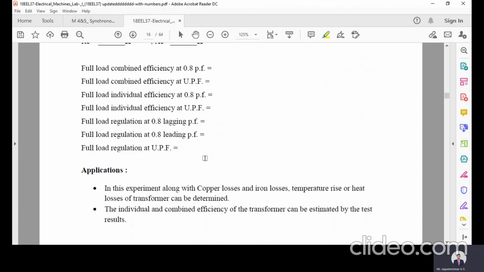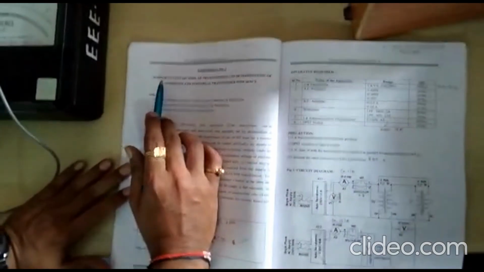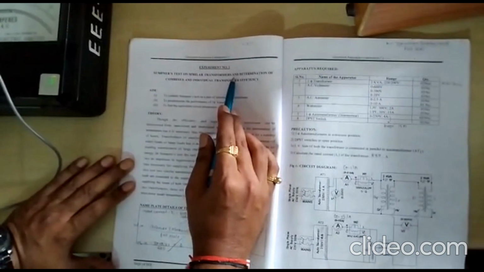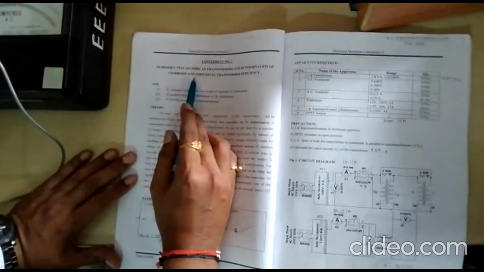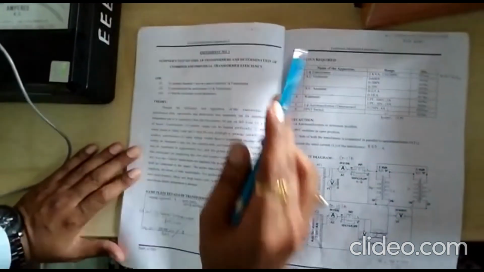The application of this experiment is that you can find out the performance of the transformer, individual as well as combined efficiency. So we'll directly go to the conduction of this experiment. I will explain how to conduct the experiment and also show you how to take the readings. The second experiment is the Sumpner test on similar transformers and determination of combined and individual transformer efficiency.